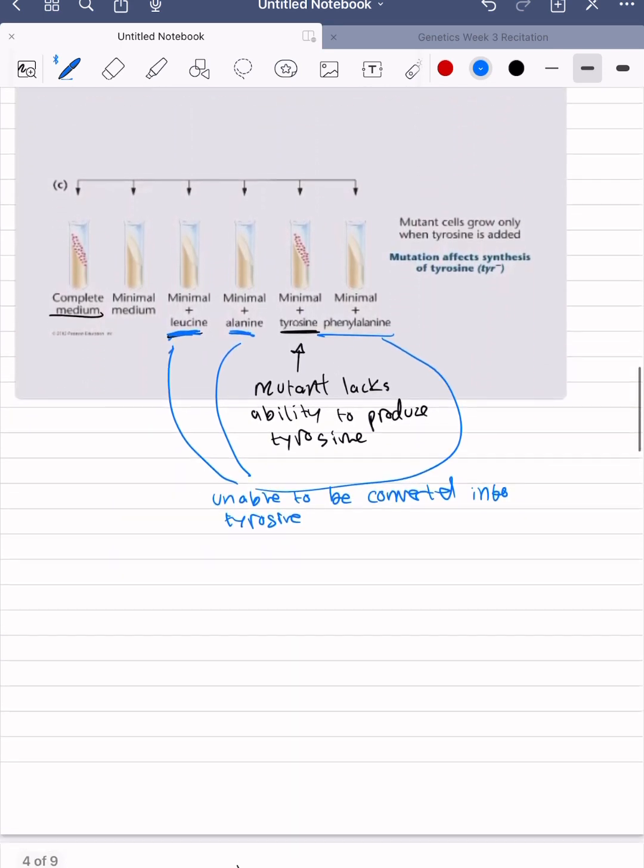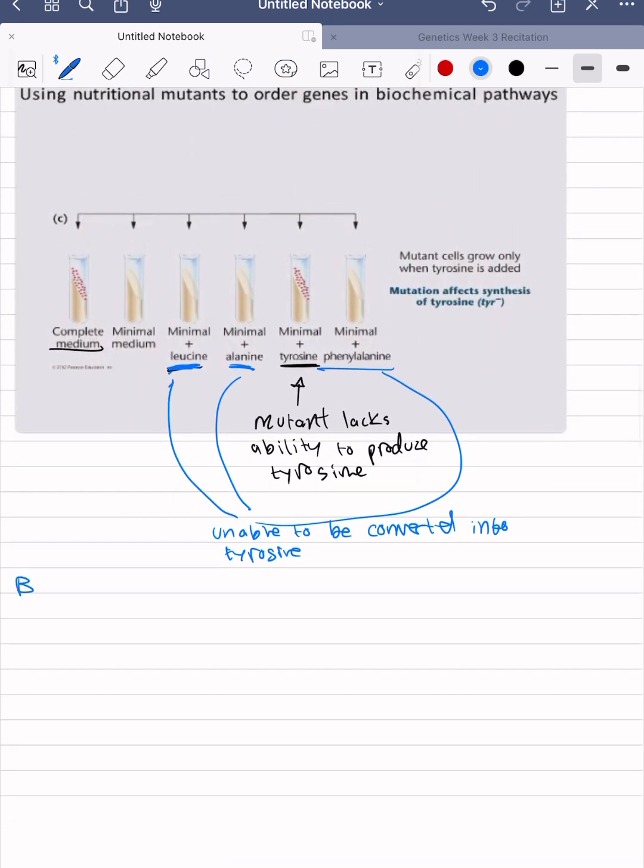So, by growing multiple mutants on medias supplied with different precursor molecules, mutations can then be ordered in the biochemical pathway.